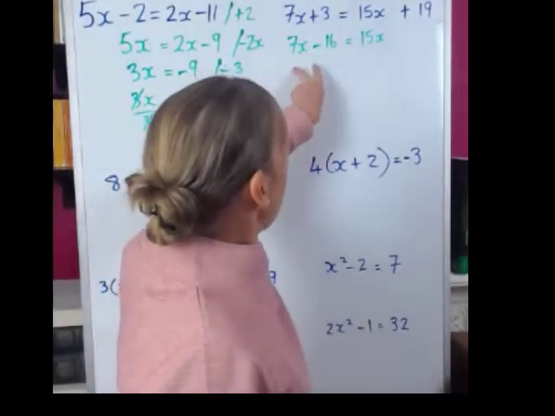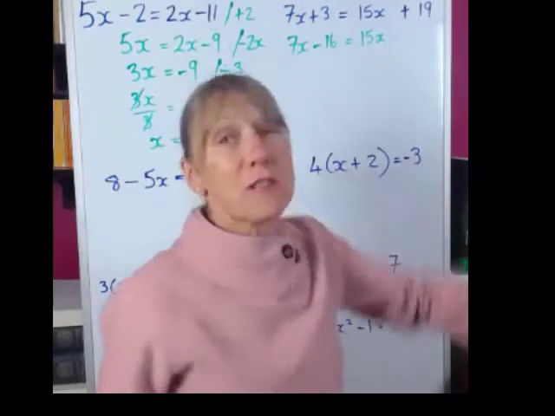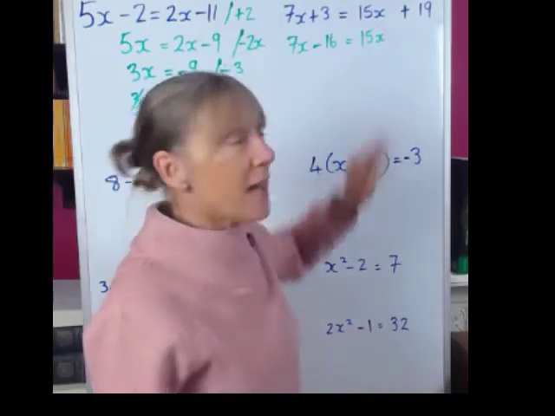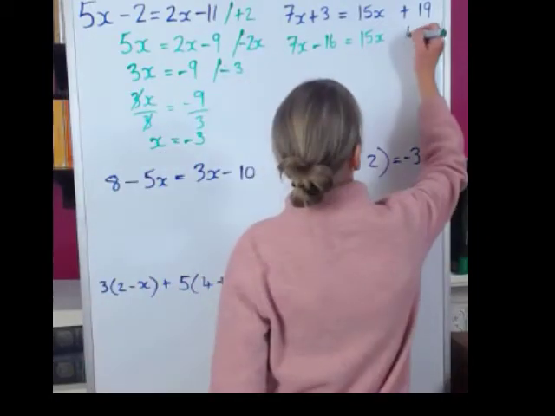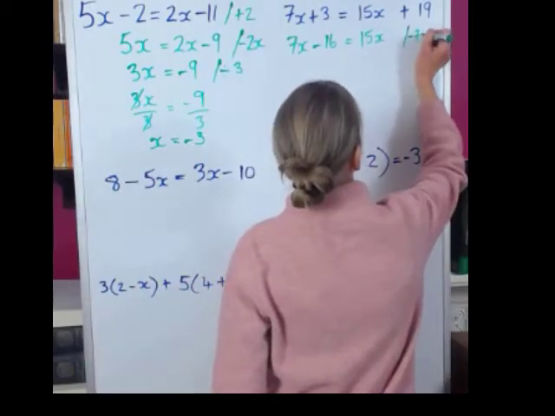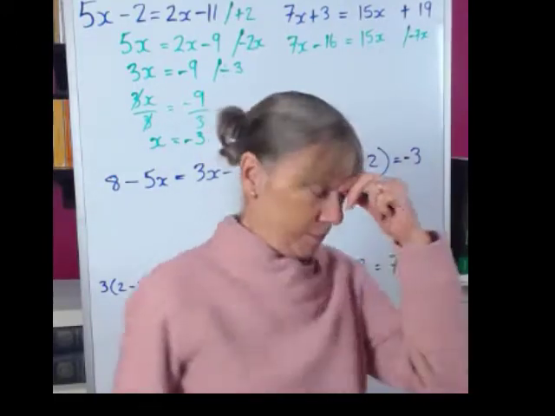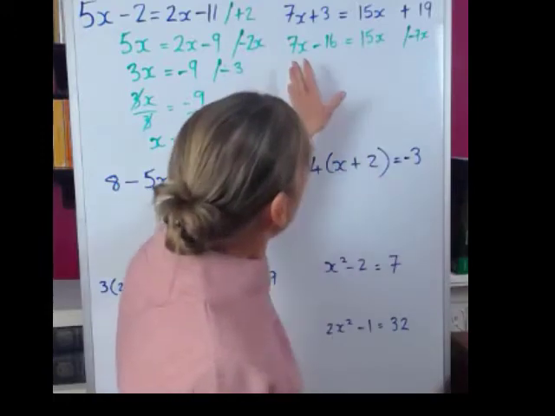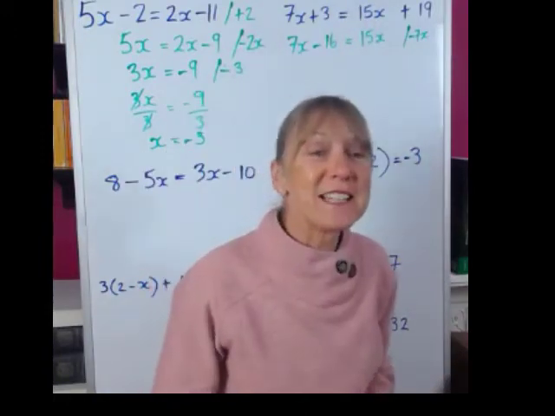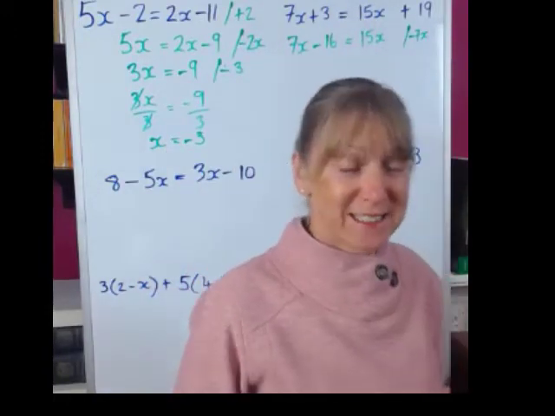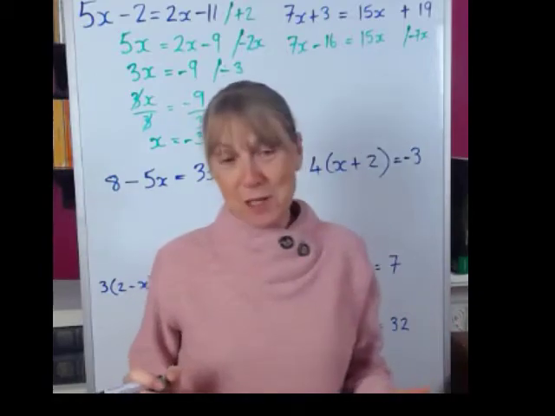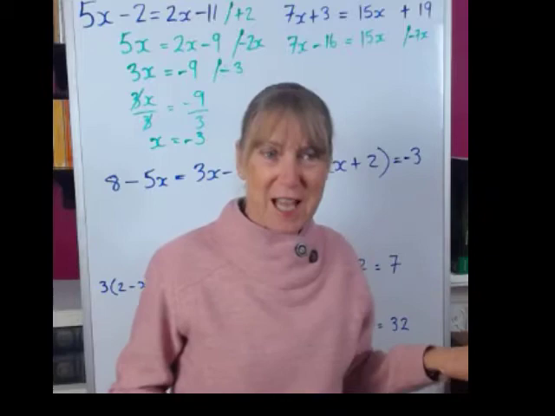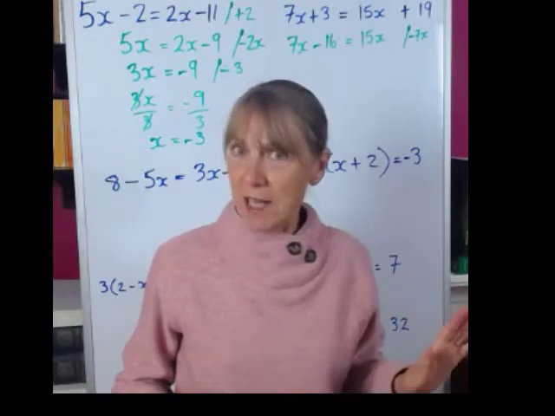So now we want to get the 7x over to that side. And how do we do that? We subtract 7x from both sides. Now, some of you might be noticing that there's a pattern here. Every time we take something to the other side, it changes sign. And that's where the shortcut comes in. When you get better at algebra, you'll just change something to the other side and you'll change the sign.